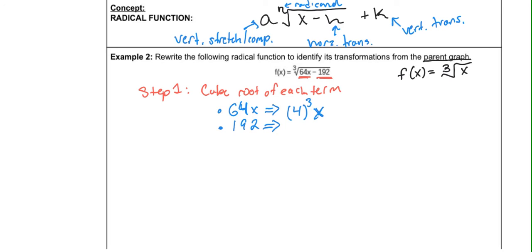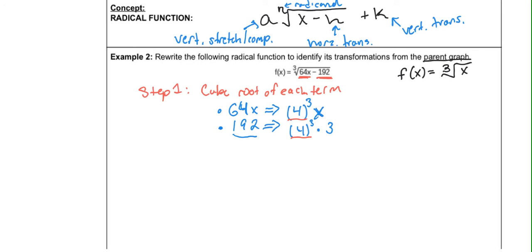And then 192, we can split this up. 64 times 3 gives us 192. So I rewrote 64 as 4 cubed like I did for 64x. And then we're also missing times 3, because 4 cubed is 64, times 3 gives us back this 192. The reason I wrote it like this is because I'm going to take the cube root of both of these 64s, and then the 4 is going to come out of the radical.